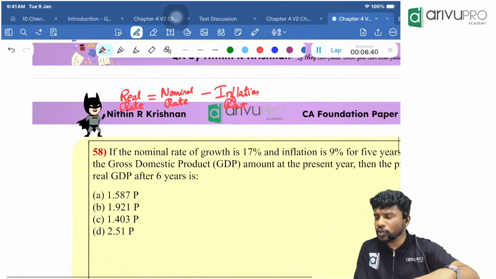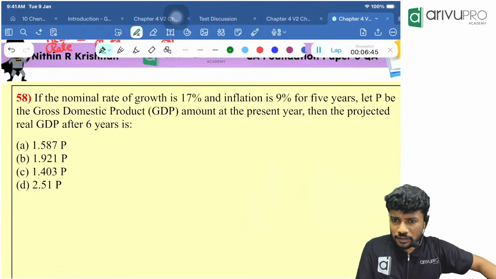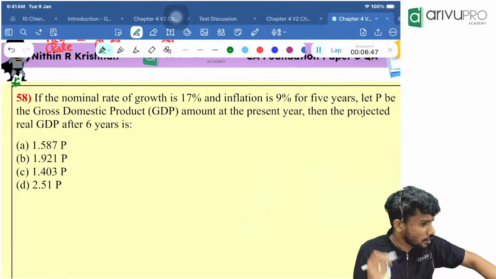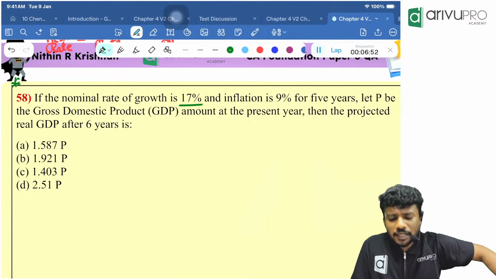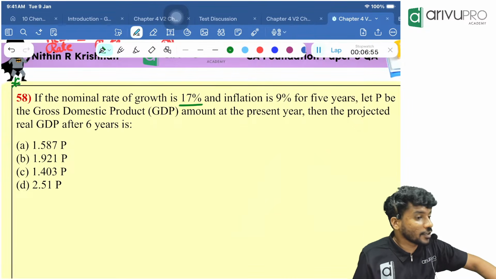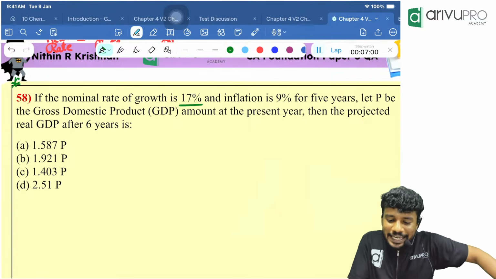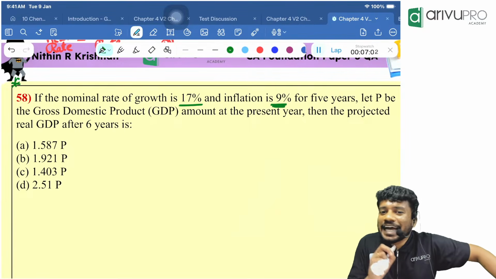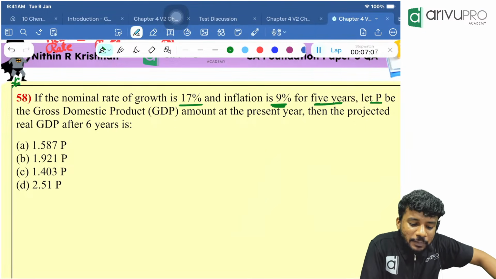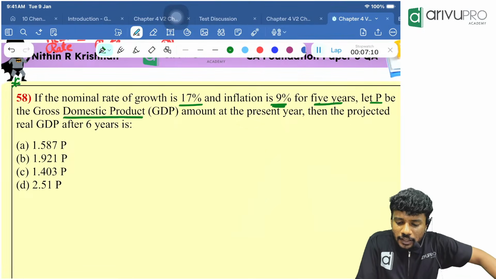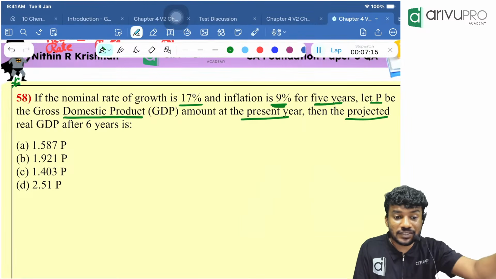There was one such question in the past. In the future also you can get it, because in the recent year it was not asked. This question was asked a long time ago. Here, the nominal rate of growth is given to be 17%. Inflation is given to be 9% for 5 years. Then let P be the gross domestic product for the present year.